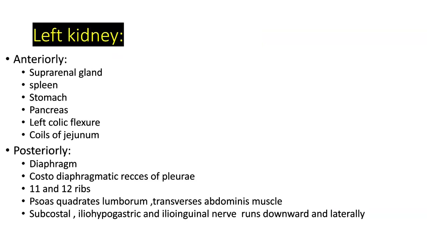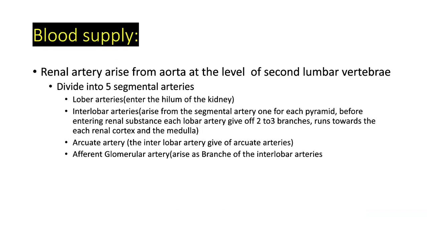For the left kidney, we find anteriorly the suprarenal gland, spleen, stomach, pancreas, the left colic flexure, and coils of the jejunum. Posteriorly we find the diaphragm, the costodiaphragmatic recess of the pleura, the 10th, 11th, and 12th ribs, psoas, quadratus lumborum, and transversus abdominis muscle. And same as the right kidney, it has the subcostal, iliohypogastric, and ilioinguinal nerves, which run downward and laterally.